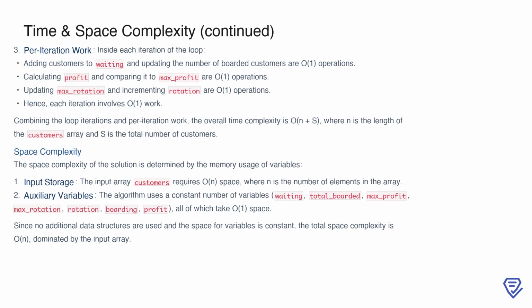For space complexity, the algorithm is highly efficient. The input array customers requires O(n) space, while the auxiliary variables like waiting, total_boarded, and others take constant space, or O(1). Since no additional data structures are used, the overall space complexity is O(n), dominated by the input array.